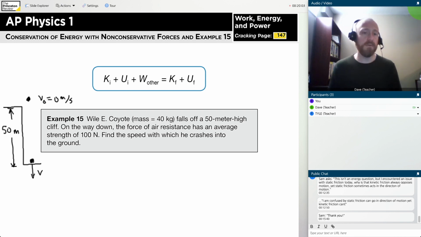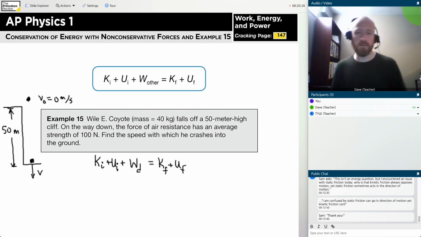But now there's this drag force, this air resistance, which is like a kinetic friction. So we'll still work this with energy, but now we'll be careful to include the work done by that air resistance, which maybe we call D for drag. And if we want to think about how I incorporate that, how do I find that work? We know the work is related to the forces that are involved, right?